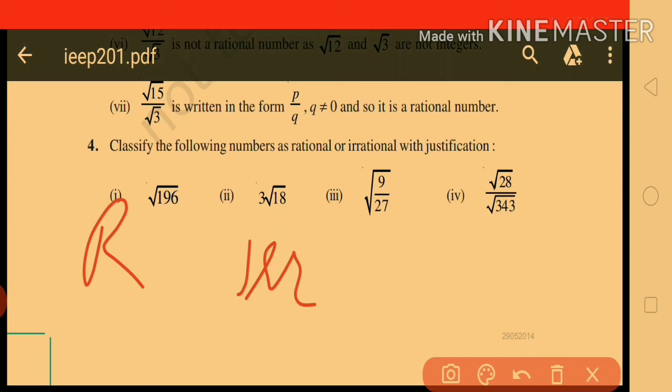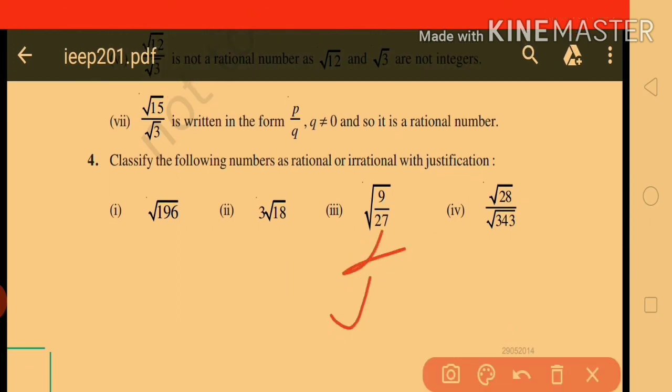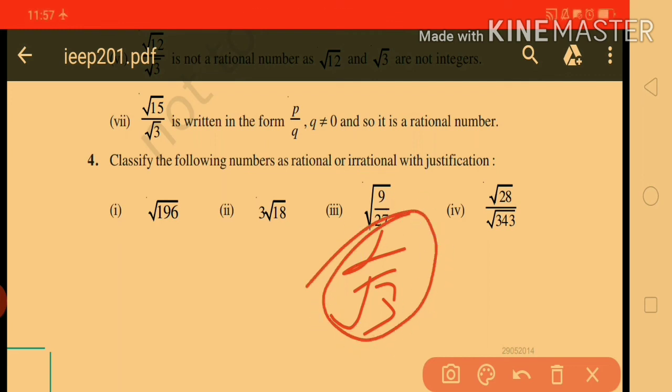Now come to the third part. Square root of 9 is 3 and root 20. Okay, you can cut here also. 9 1s are 9, 9 3s are 27. So 1 by root 3 you will get. And 1 by root 3, you know that is an irrational number, as it is the quotient of rational and irrational. So it is an irrational number.